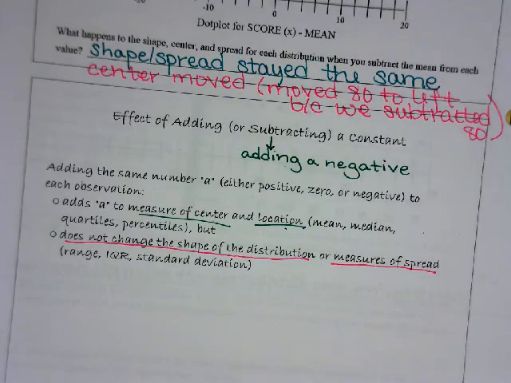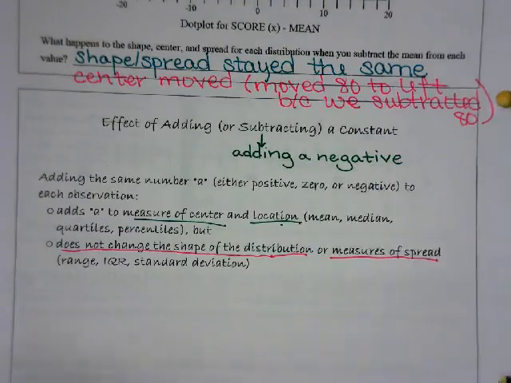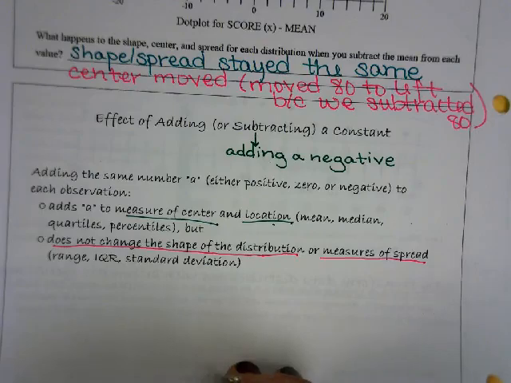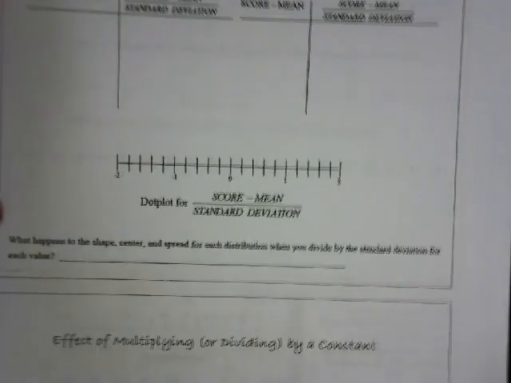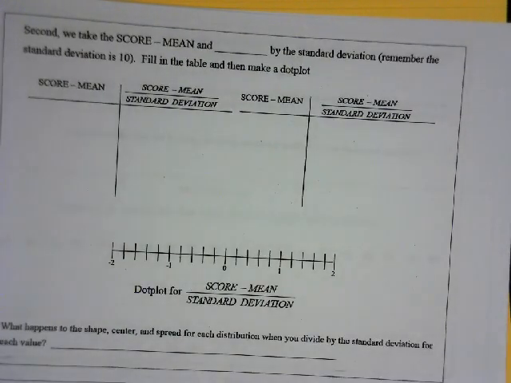Questions so far? So if you add or subtract something to your data, it changes your measure of center, nothing really else. Spread and shape don't get changed. Now we're going to do the next part of finding the z-score, which was that we divide by standard deviation.